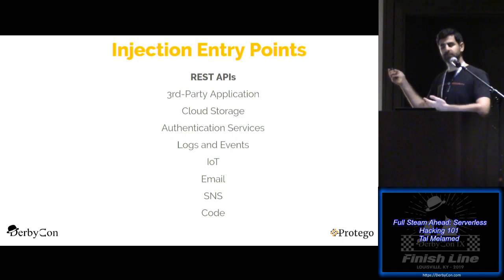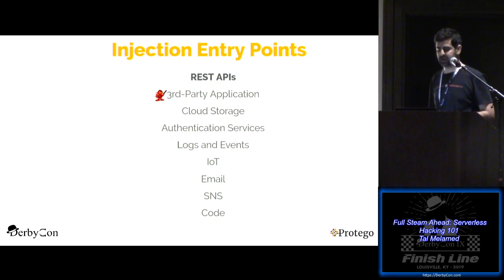So I said REST APIs, okay, we know them, but we can also use third-party applications, and we'll see that in a second. Cloud storage can trigger authentication service, logs can trigger code, IoT, emails, notifications, and of course code changes like commits, etc.